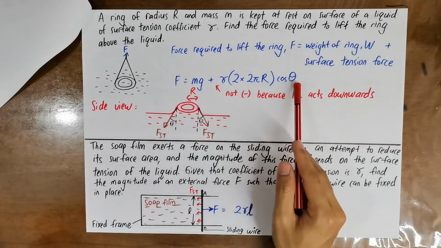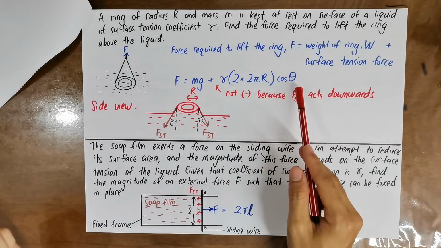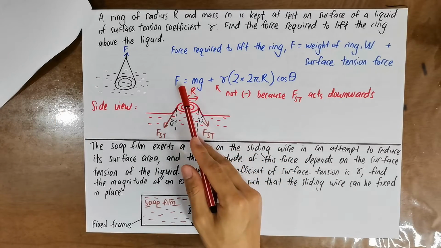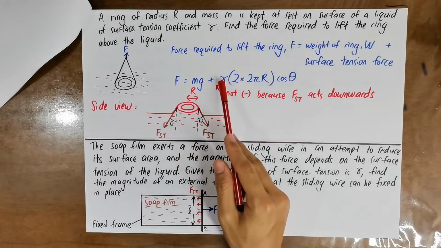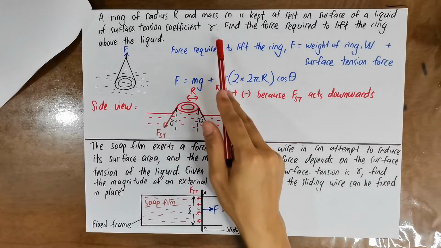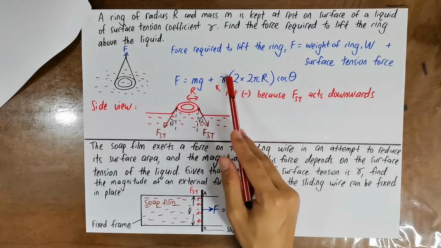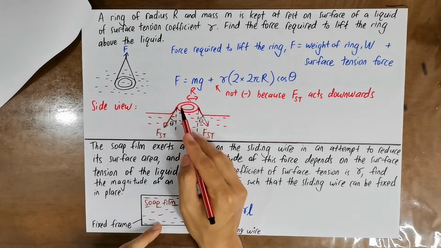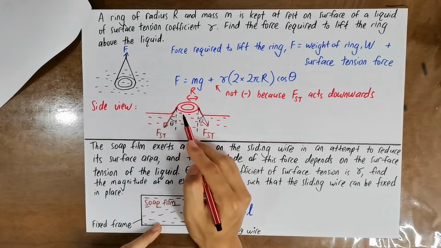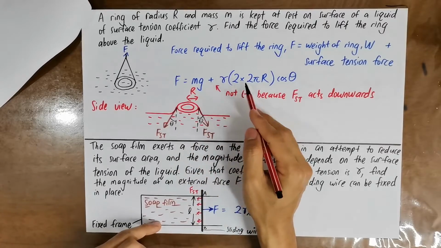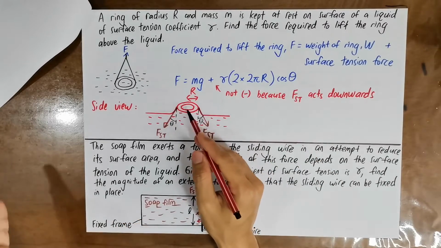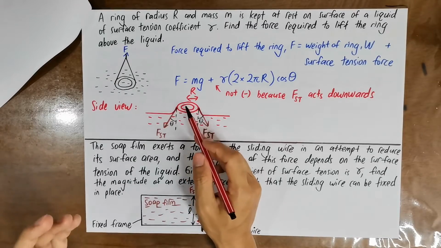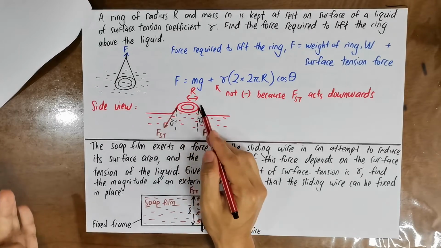So you have to resolve the force in the vertical direction. F equals mg plus gamma, the coefficient, times your effective length. The effective length is this inner circumference and also the outer circumference. So you have 2 times 2 pi r cos theta. Of course, we assume the ring is very thin. We assume that the circumference here is exactly the same as the circumference here.